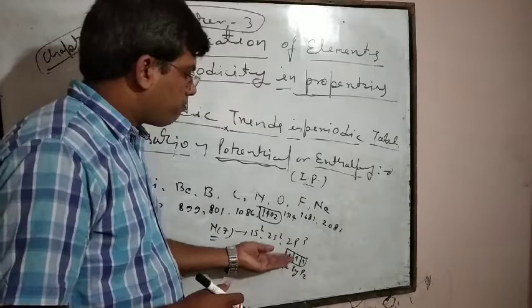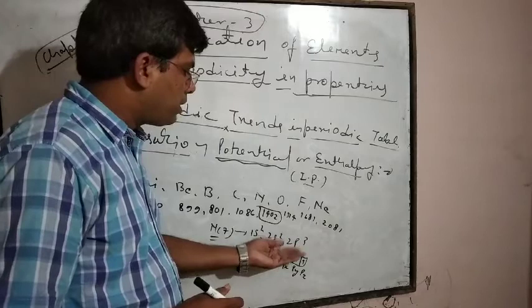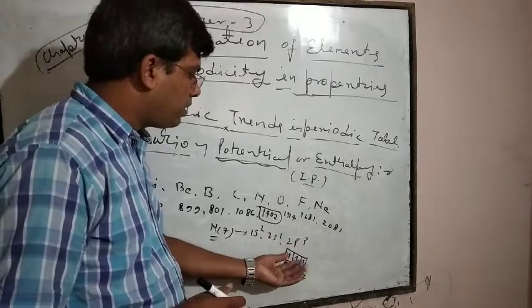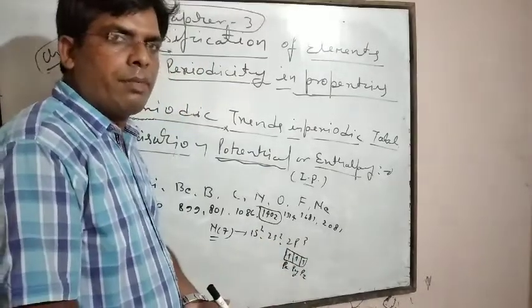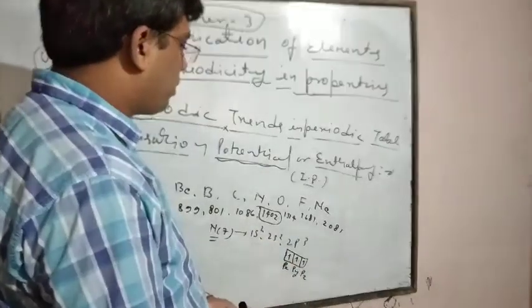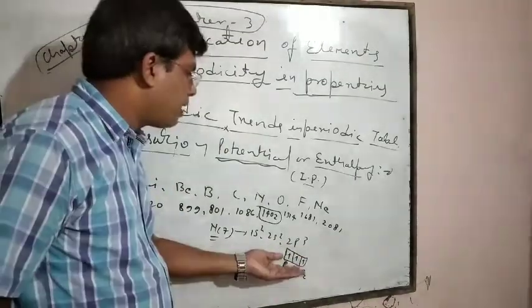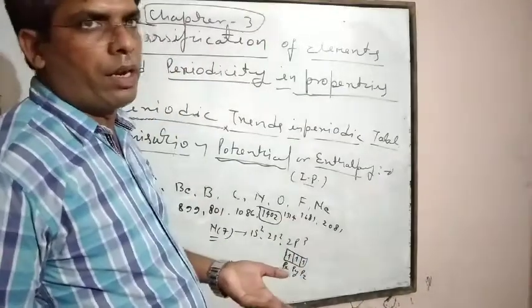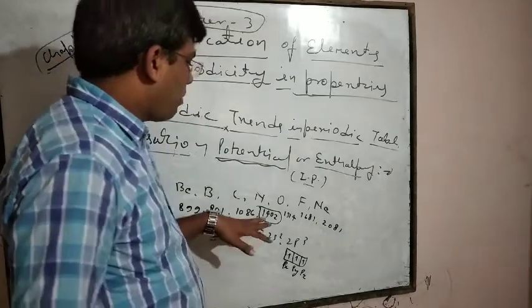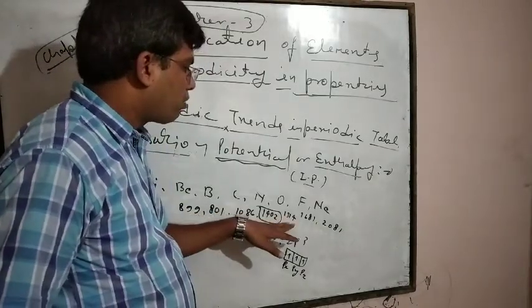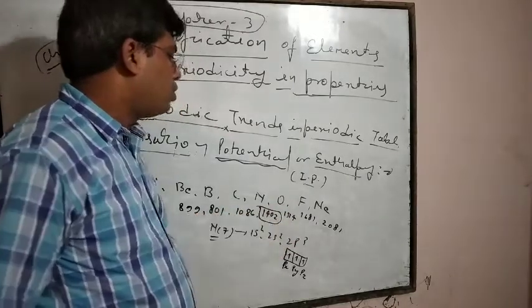In nitrogen, the p subshell has 3 electrons, with 1 electron in each of px, py, and pz. That's why this one is more stable. If you want to remove an electron from this atom, then a high amount of energy is required. That's why nitrogen has a higher value of ionization potential than oxygen. Oxygen has 1314 and nitrogen has 1402.